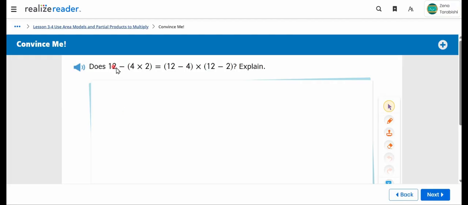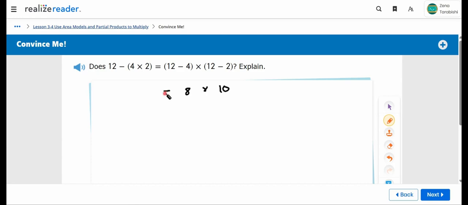So here we can see, does 12 minus 4 times 2 equal 12 minus 4 times 12 minus 2? And so when you look at this equation, you'll notice that 12 minus 4, that'll give you 8. And then 12 minus 2, well, that's going to go ahead and give you 10. And so if you solve this equation, you would have had here 10 times, in this case, 8.